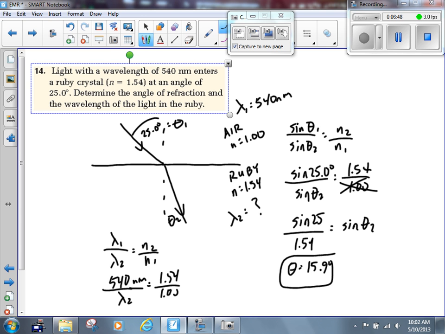Let's solve for lambda 2. The lambda 2 goes up, the 1.54 goes down, and what do we get for the value of lambda 2? 351 nanometers. We know that that number is going to be smaller than the first wavelength, and sure enough, it turns out to be smaller, so odds are we've done it correctly.